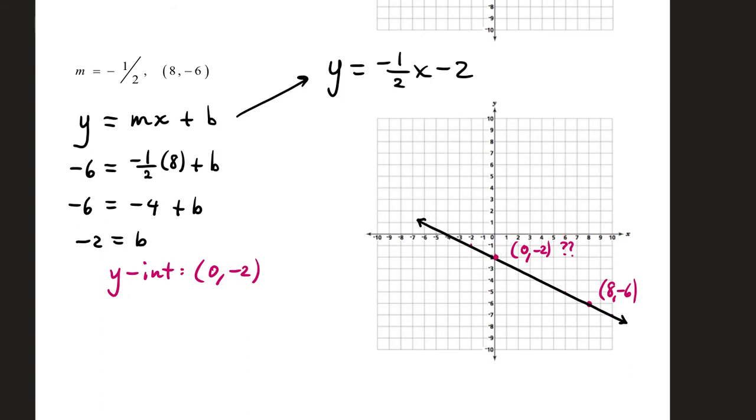But let's double check. Write your equation y equals mx plus b, replace m with -1/2, x with 8, y with -6. -1/2 times 8 is -4. Solving for b, you add 4 to both sides. -6 plus 4 is -2. And sure enough, that matches what we confirmed in our graph. So the y-intercept occurs at the point (0, -2). Writing our equation in slope-intercept form, we have y equals -1/2 x minus 2. Your slope will be the number attached to x, your y-intercept will be the number without an x.